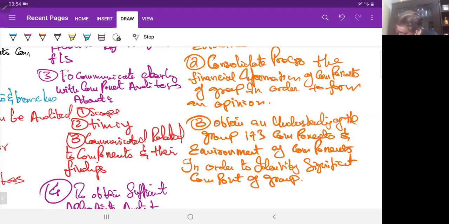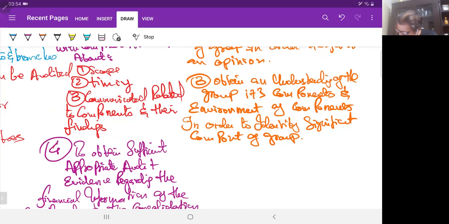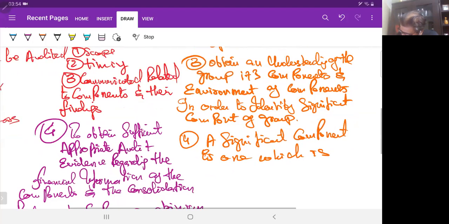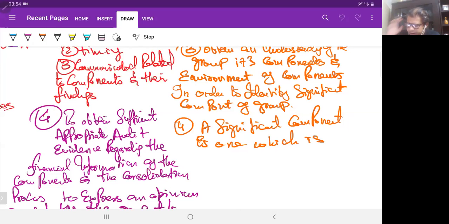Now, a significant component is one which is... now look at it very carefully. Usually you guys, the students, make a blunder in identifying the significant components of the group.